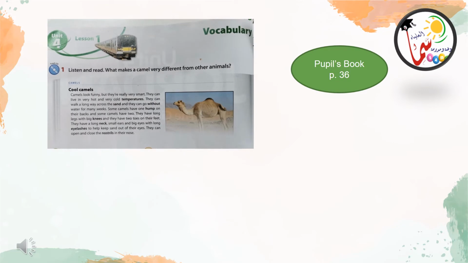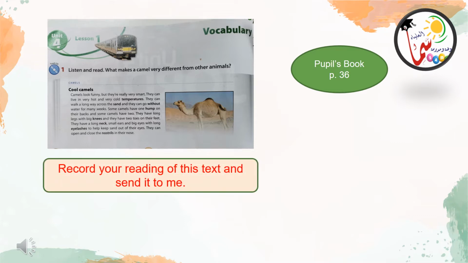As usual, we're going to start by reading the text from your Pupils book, page 36. Please listen to the audio and then I want you to read it, record it of course, and send it to me on WhatsApp. Let's listen now.